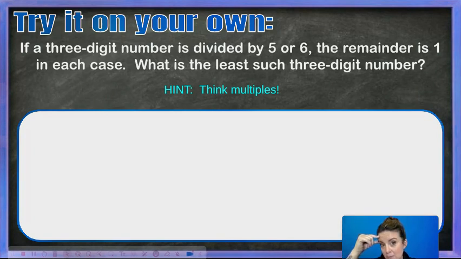It is a common multiple of 5 and 6. Think about what the common multiples of 5 and 6 are, because remember, you're going to divide both of them by 5 and 6. Go for it. All right, how'd you do?